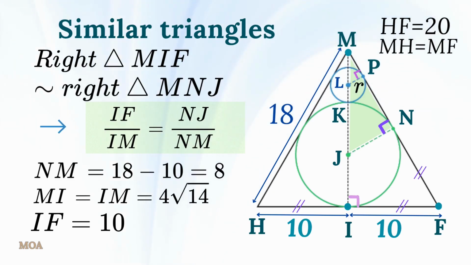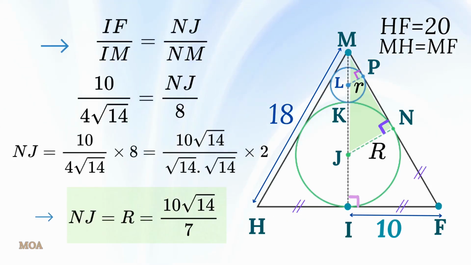The distance MI, also written as IM, was found previously as 4 times the square root of 14, while the length IF equals 10. By substituting these values into the previous ratio expression, we obtain 10 over the quantity 4 times the square root of 14 equals NJ over 8.